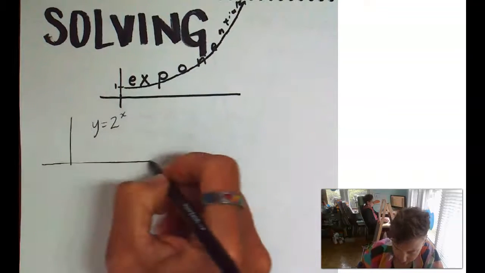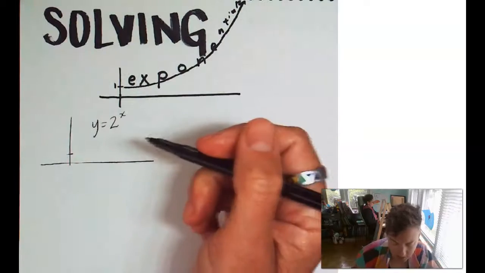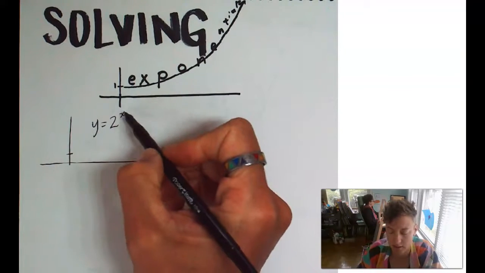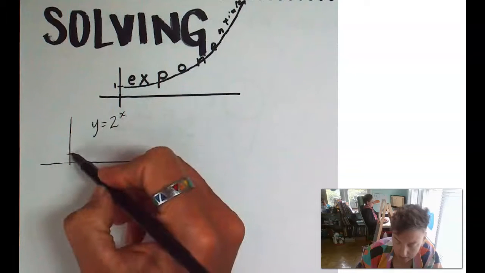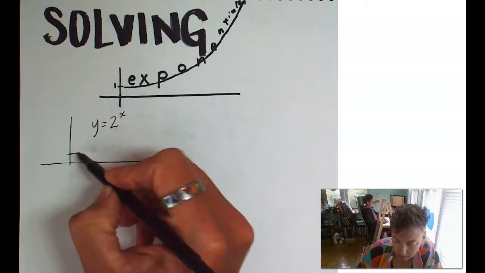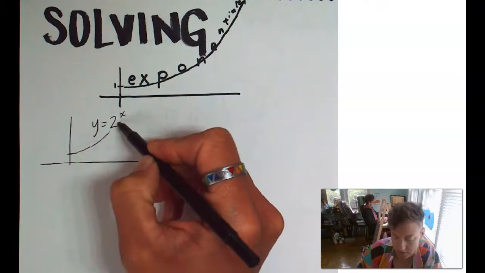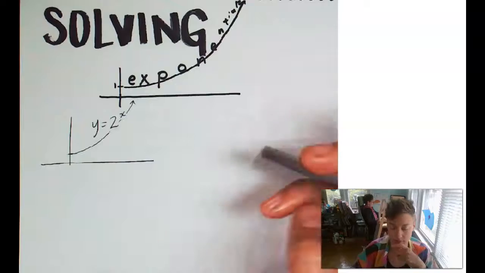That is something that has a y-intercept at (0, 1), because if we plug 0 in here, anything to the 0 power is 1. And then it grows slowly at first, and then faster and faster and faster.